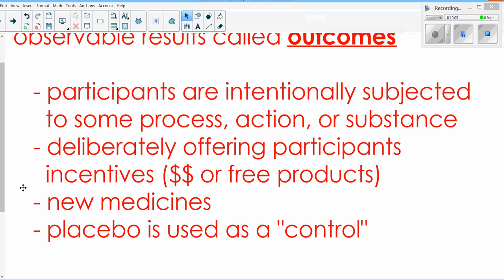But in doing this, then you'll have to have a placebo, which we use as a control. Which again, you should see in your science class. Okay, so pause this if you need to. I know it takes you guys a lot longer to write this down than it does for me to read it. Once you are done writing it down, then let's move on.